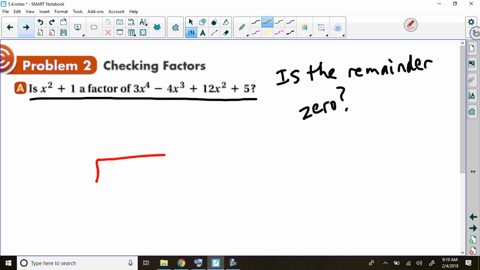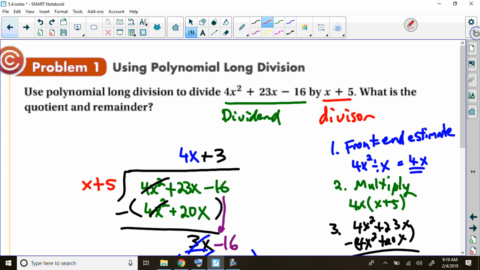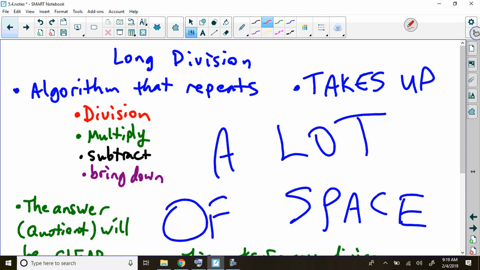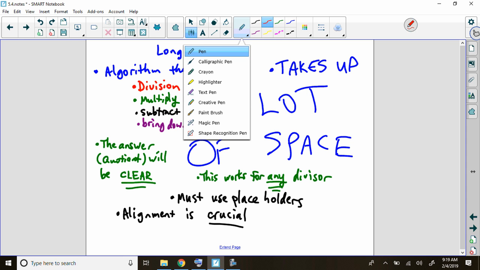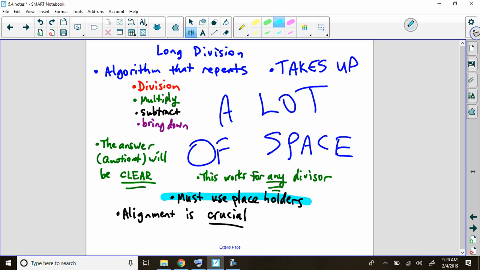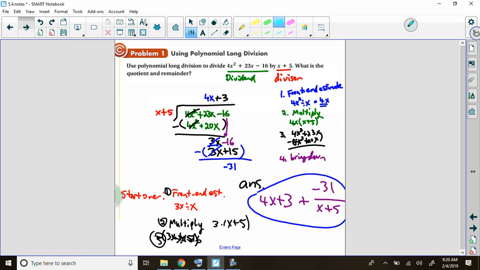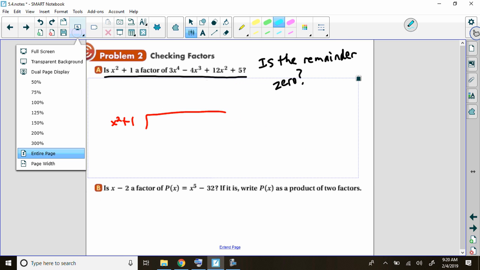So when I set this one up, I got to be very careful. When I put this divisor right here, I already screwed it up. Anybody see what I missed? Maybe let's go back to the bullet points that I was talking about earlier, because I screwed something up. The one under this works for any divisor. Let me highlight it. See this bullet point right here? Must use placeholders. Forgot about that. So let's see what that means.